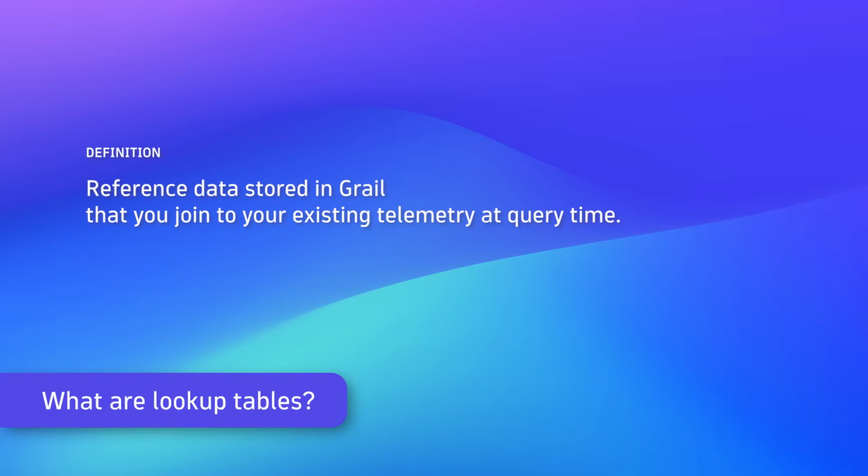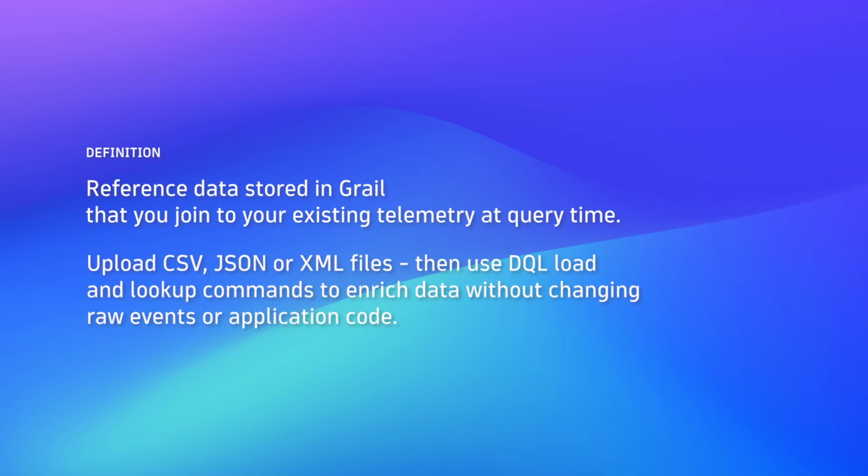a context gap. In this video, I'll show you how lookup tables in Dynatrace can help close that gap by translating raw statuses and error codes into business-readable context right inside your Dynatrace environment. A lookup table is reference data stored in Grail that you can join to your existing telemetry at query time. You can upload CSV, JSON, or XML files, then use DQL commands like load and lookup to enrich data without changing your raw events or application code.